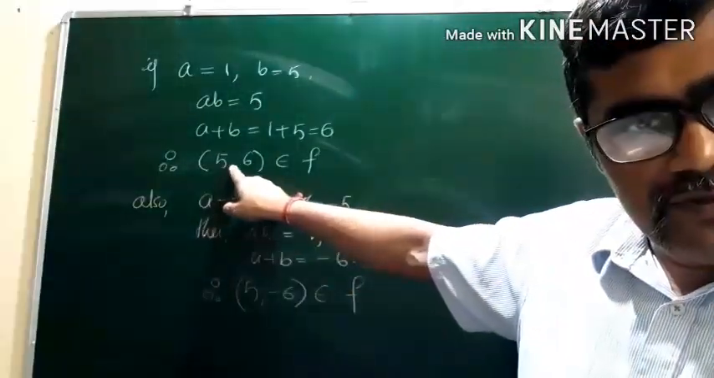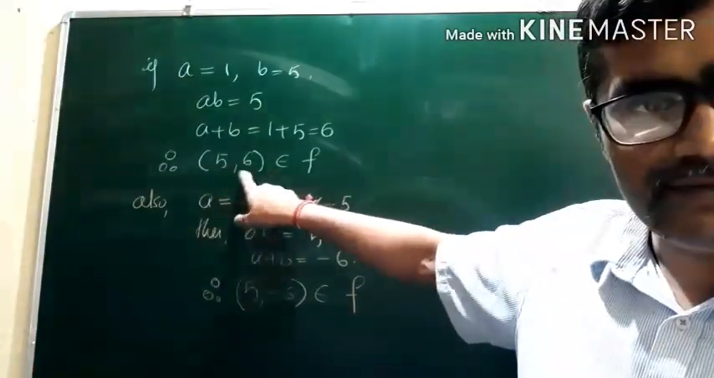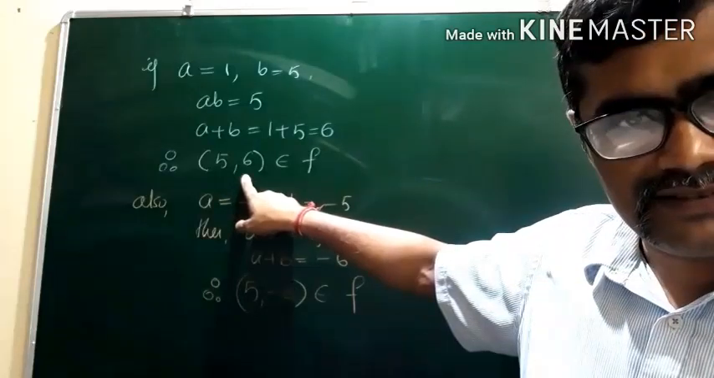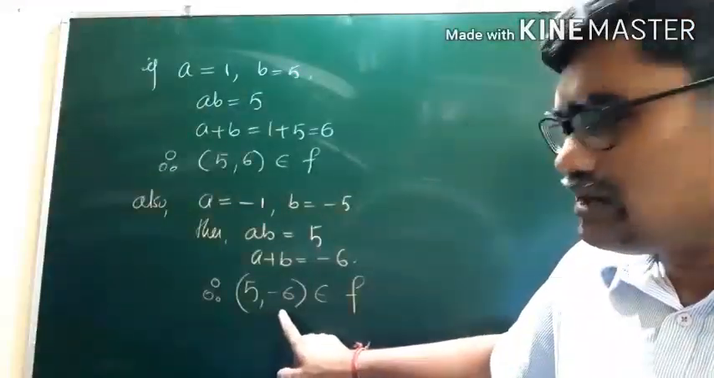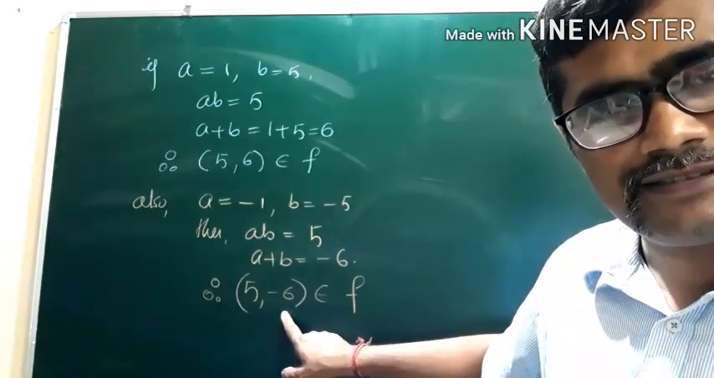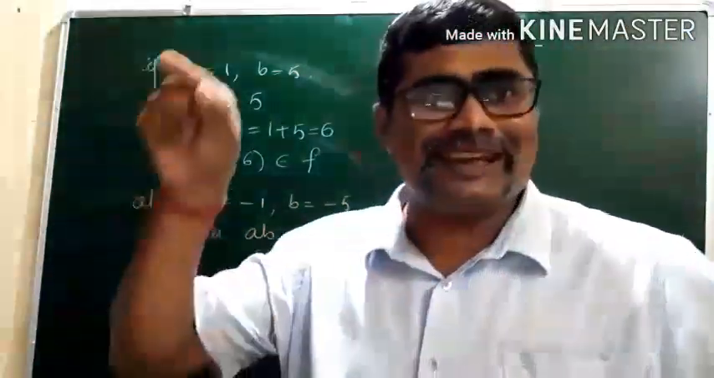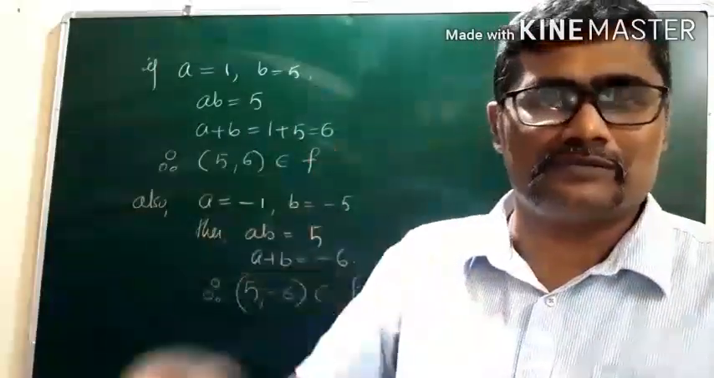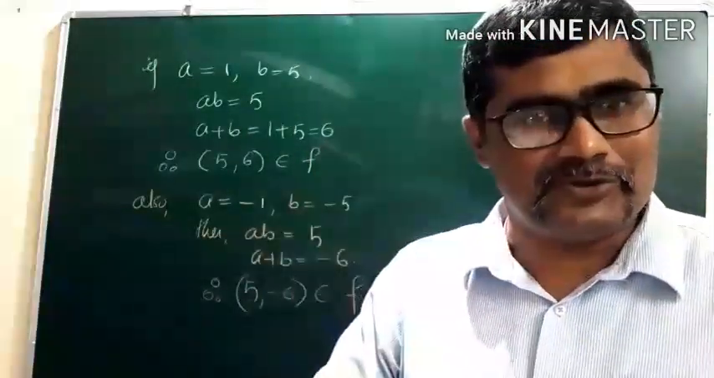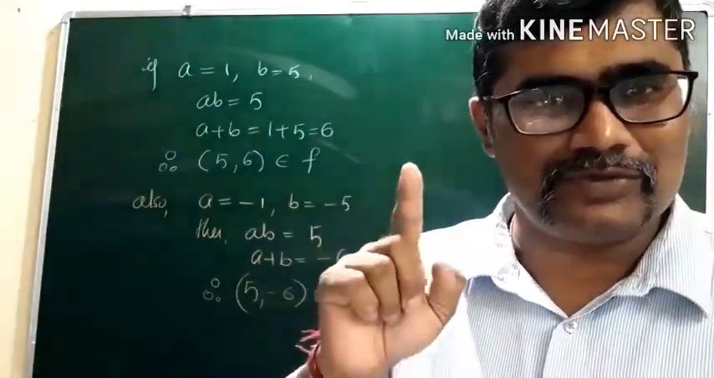Ordered pair (5, 6) tells you that 5 has an image 6. The pair (5, minus 6) tells you 5 has an image minus 6. 5 is the element here which has two different images, and you know that this is not the case for becoming a function. That's all.